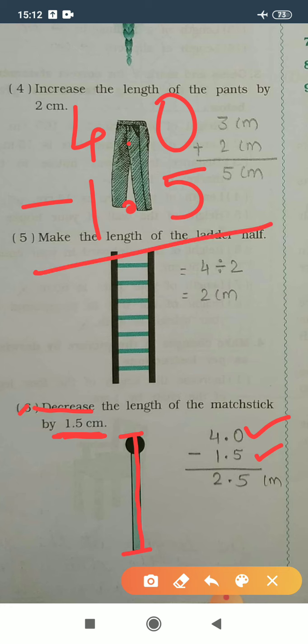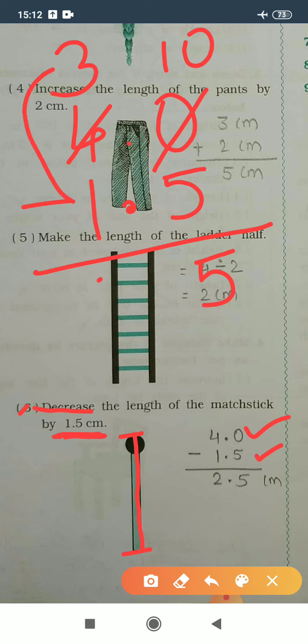So how to calculate this? It will come here 10. 10 minus 5 will give you 5. This 4 will be cut here and I will write here 3. 3 minus 1 gives you 2 and this point comes here. So you need to draw this matchstick 2.5 centimeters.